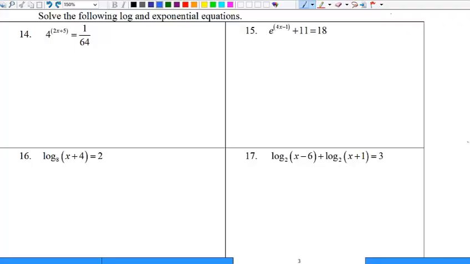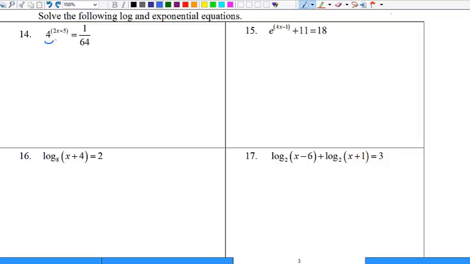The next four problems have the instructions: solve the following log and exponential equations. So 14 and 15 are exponential equations because they have x's in the exponent, and 16 and 17 are log equations because they have logarithms in them. Now 14 is an exponential equation, but is different than 15 because number 14 has bases that can be manipulated.